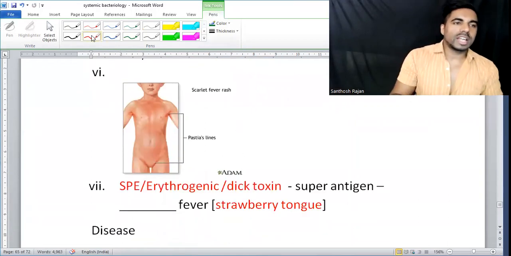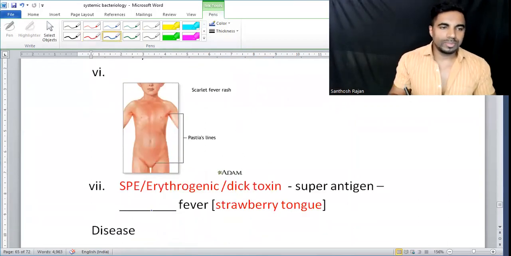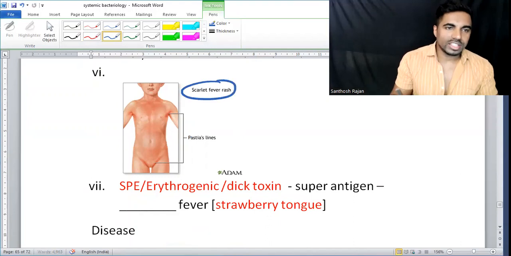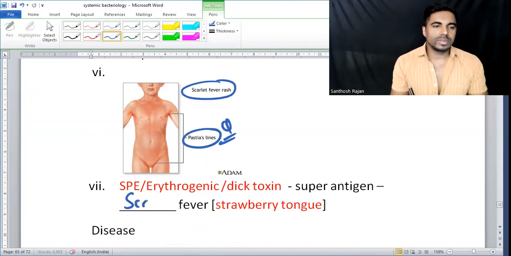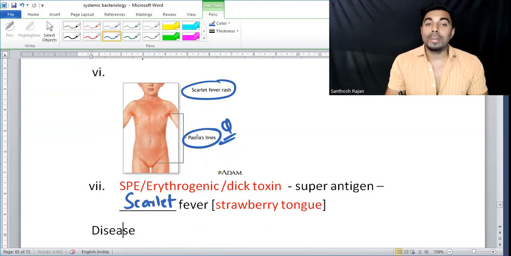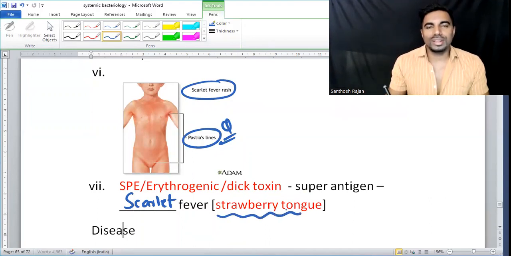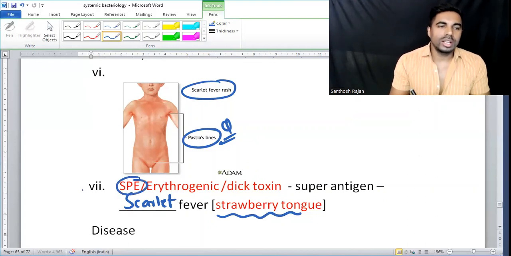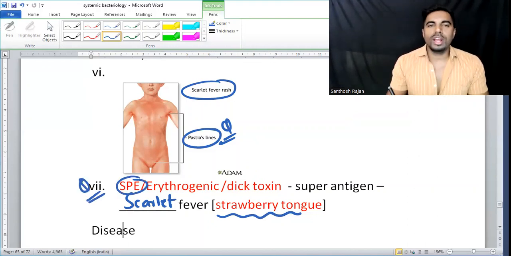Now see this one. This is scarlet fever, the scarlet fever rash, what we call Pastia's lines. Scarlet fever mostly affects children. And one more thing, strawberry tongue. Remember strawberry tongue. The main reason is SPE toxin, which is also a superantigen. We just spoke about it, it causes scarlet fever. That is what is important.